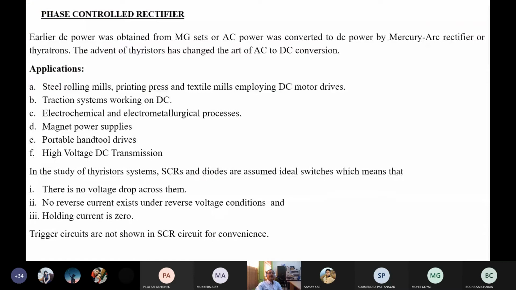So PPT is visible, no? Phase control rectifier. Yes, sir.